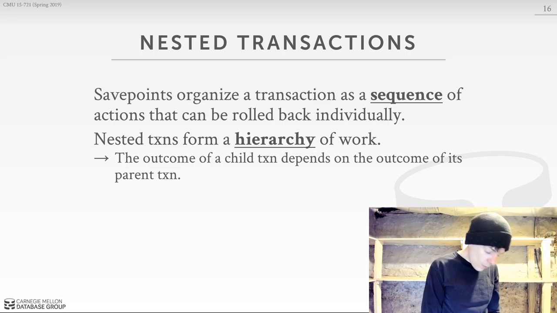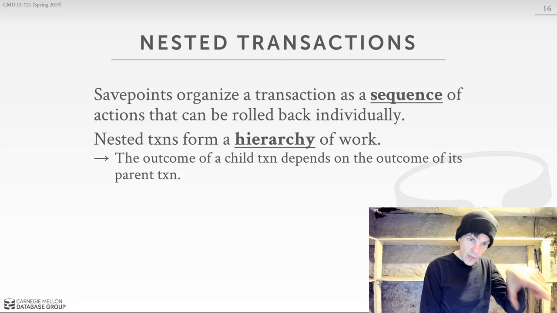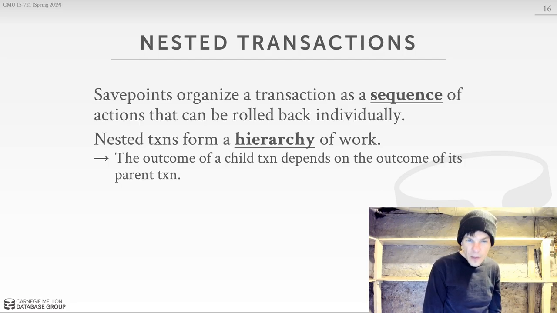All right, so one way to think about save points is that they are a single set of actions that can then be rolled back individually based on the save point handle. Another variant of this is called nested transactions, where you can actually have a hierarchy of actions or operations you're doing within the transaction. So the way to think about it is you have sub-transactions within your transaction. And the final outcome of these sub-transactions, or the child transactions, depends on the outcome of the parent transaction, all the way up to the beginning of the tree.